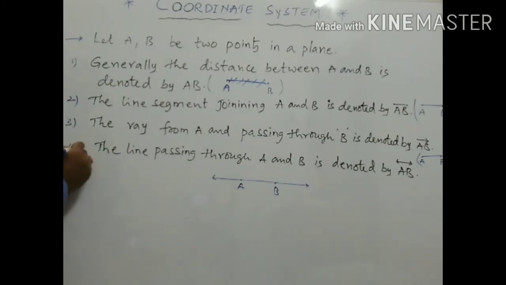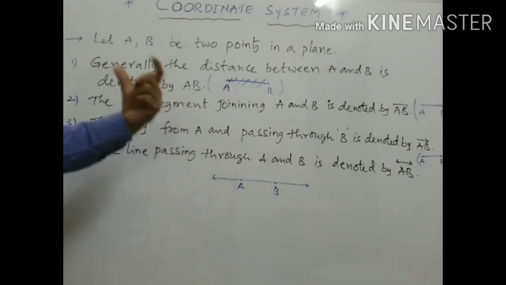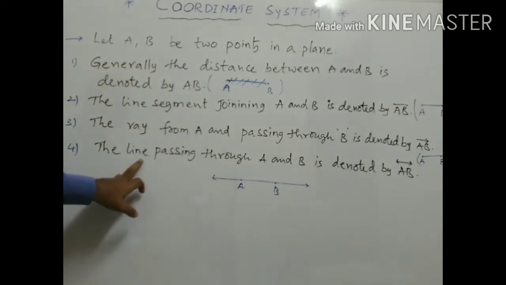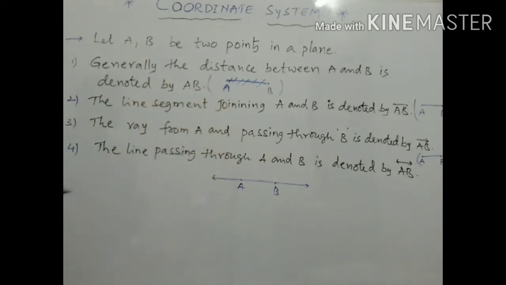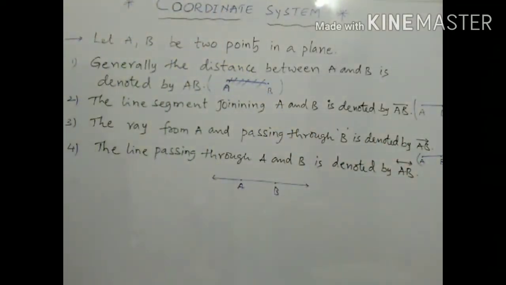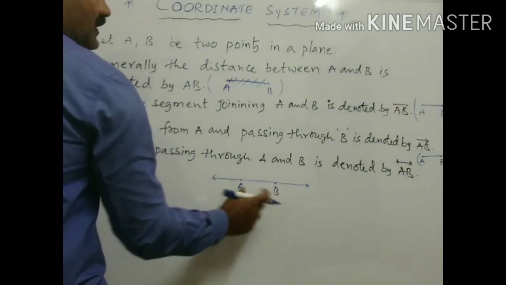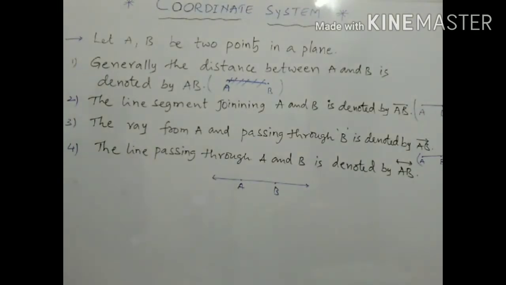Now point number 4, the line passing through capital A and capital B. Please do not confuse: the second point is the line segment, which is a part of a line, whereas now I am talking about the line. The line passing through A and B is denoted by AB with arrows in both directions. Please do not confuse these basic notations.